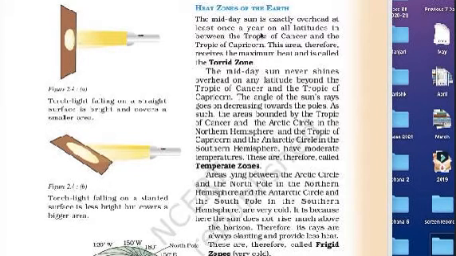Here, the midday sun is exactly overhead. This can be felt by the people: the midday noon sun is exactly overhead at least once a year. So this area, the area between the Tropic of Cancer and the Tropic of Capricorn, is known as the torrid zone, and this area receives the maximum heat.